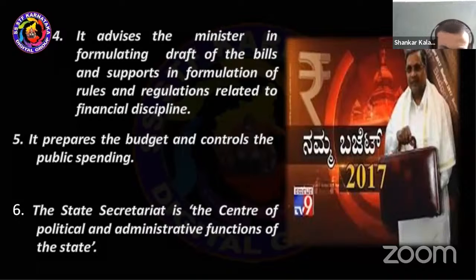The state secretariat is the center of political and administrative functions of the state. It is an important body which helps to carry on all activities of the state government. Whatever political and administrative functions are done in the state, all of them are run through that state secretariat.